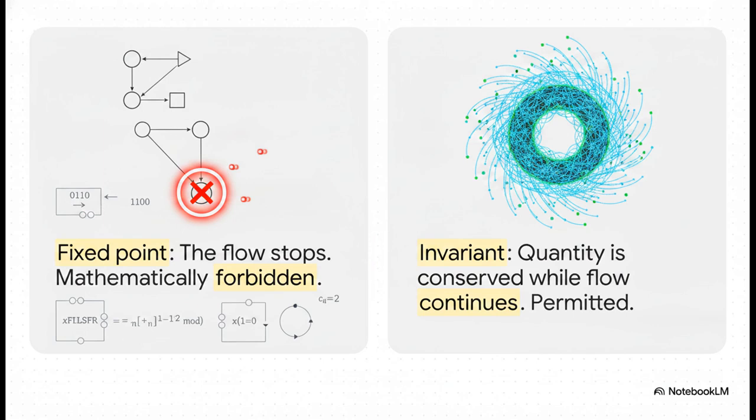Now, this is a really important distinction, the difference between illegally freezing the system and legally preserving a property. A fixed point is exactly what it sounds like, a state mapping to itself, a dead end where the flow completely halts. That's a huge C1 violation. But an invariant? That's totally different. Think of invariants like energy or momentum. The system is still moving, it's still executing, but it preserves a specific quantity while doing so. C1 absolutely forbids the first, but entirely permits the second. In fact, you could say C1 itself is an invariant, the continuous preservation of change.